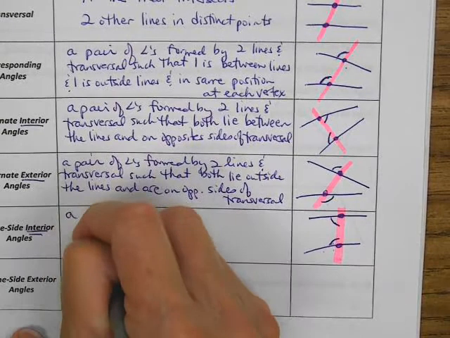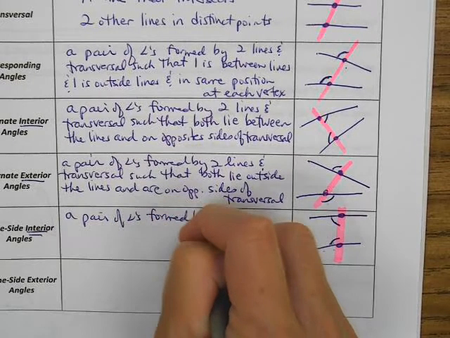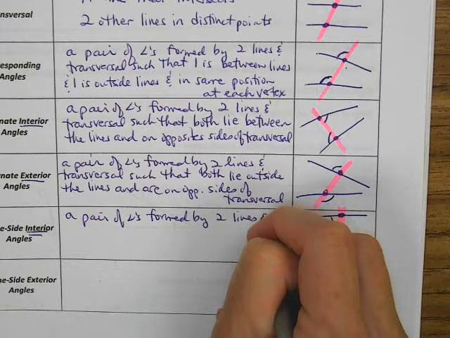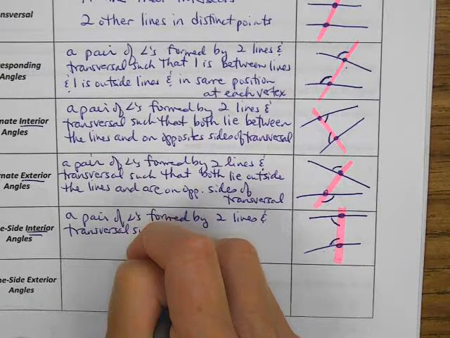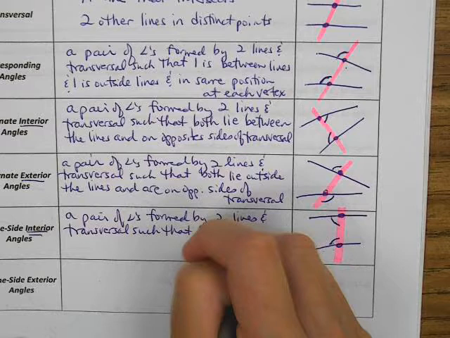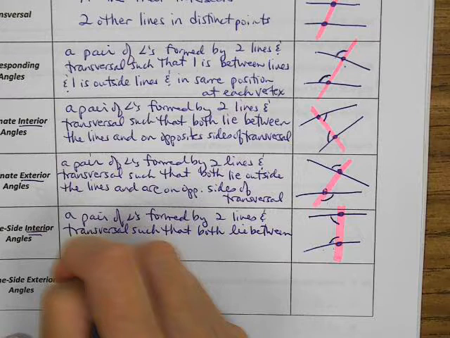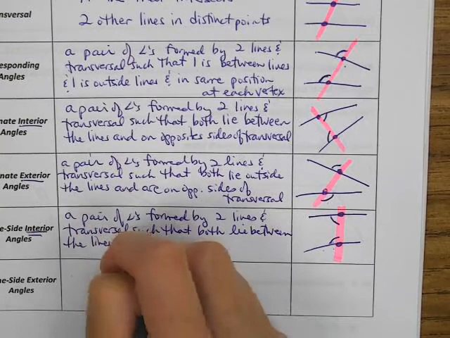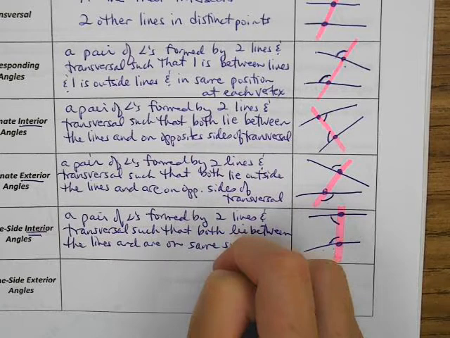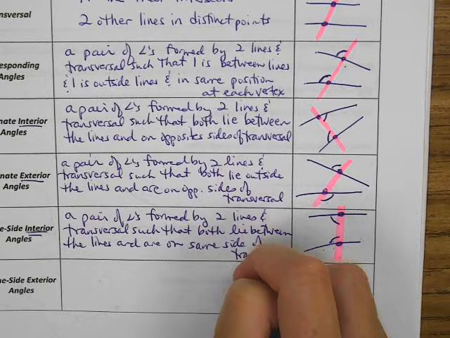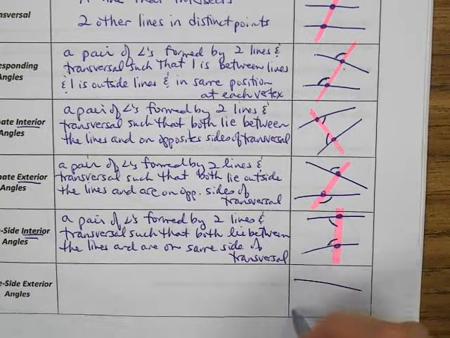Okay, so a pair of angles formed by two lines and a transversal such that both lie, this time we want between the lines, and are on the same side of the transversal. All right, I bet you can guess what this last one is. I have two lines.